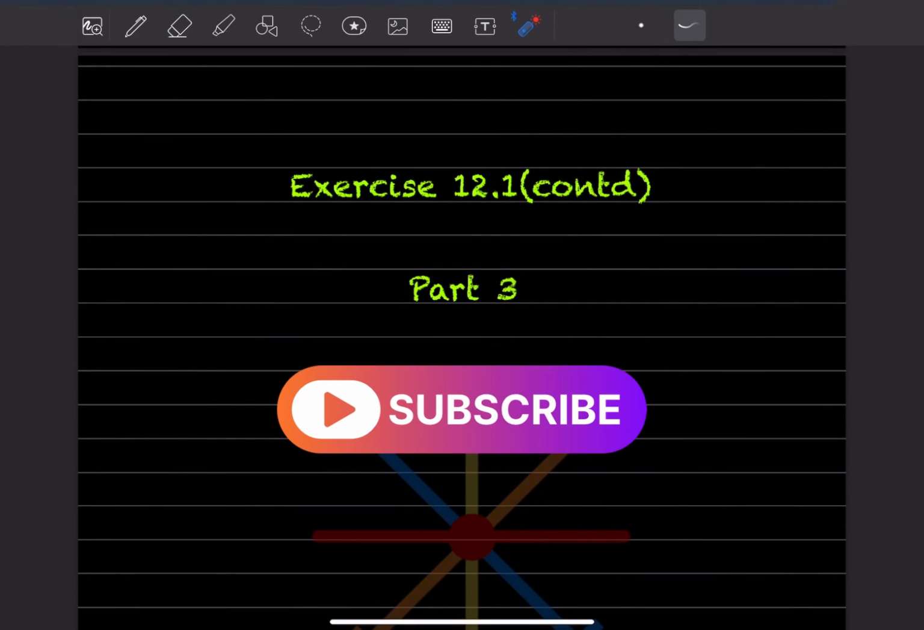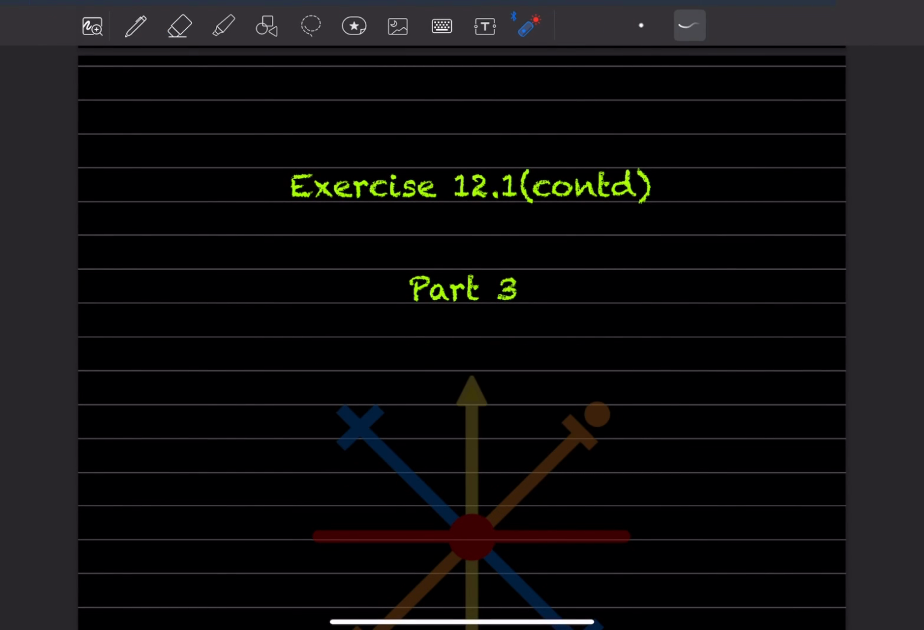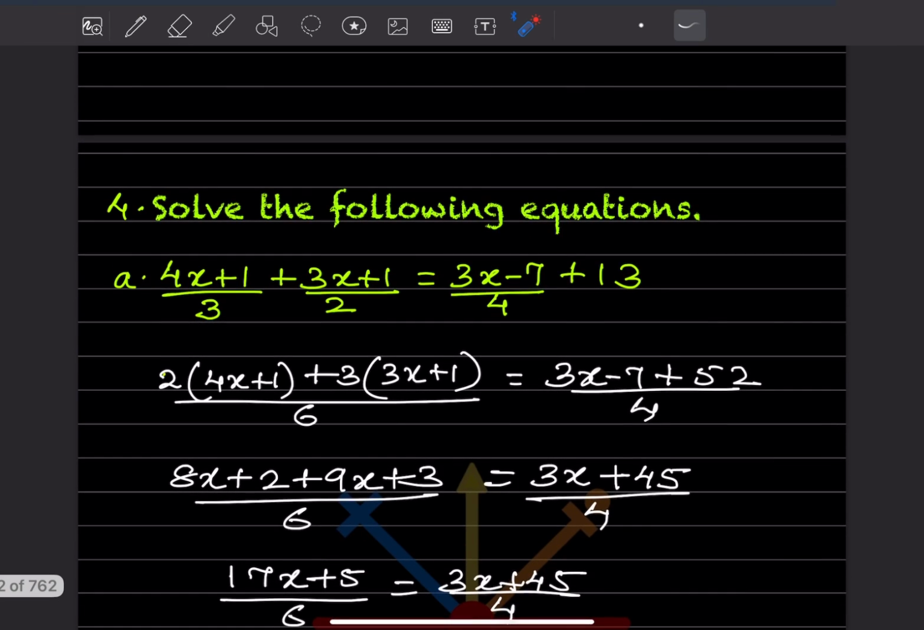So today let us start with part 3. We'll continue with exercise 12.1. Here it says, solve the following equations.